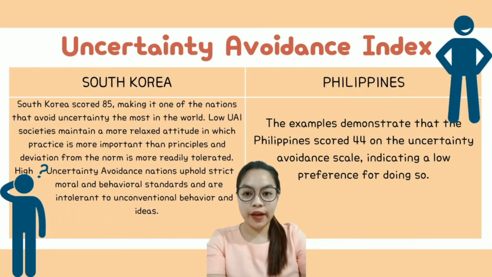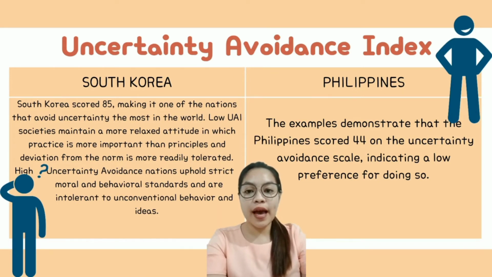The example demonstrates that the Philippines scored 44 on the uncertainty avoidance scale, indicating a low preference for avoiding uncertainty. South Korea scored 85, making it one of the nations that avoid uncertainty the most in the world. Low UAI societies maintain a more relaxed attitude in which practice is more important than principles and deviation from the norm is more readily tolerated. High uncertainty avoidance nations uphold strict moral and behavioral standards and are intolerant to unconventional behavior and ideas.